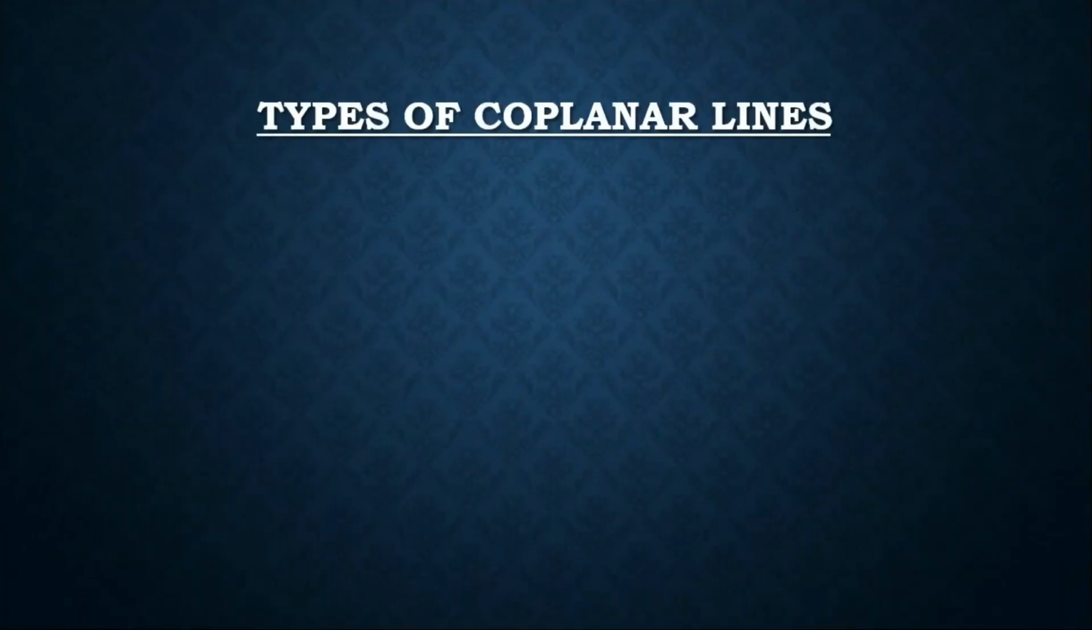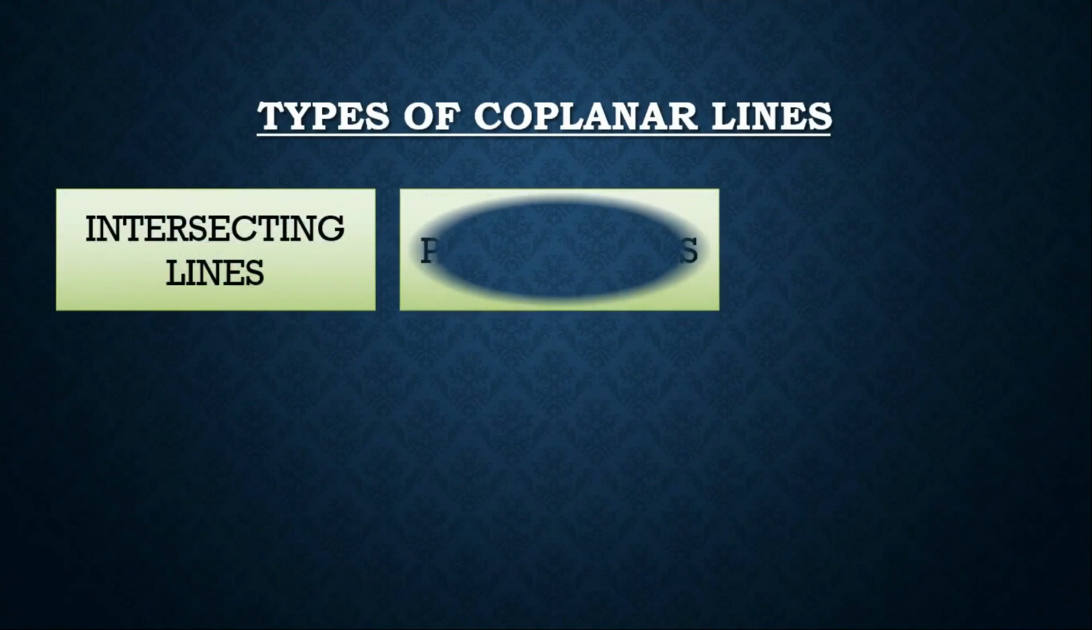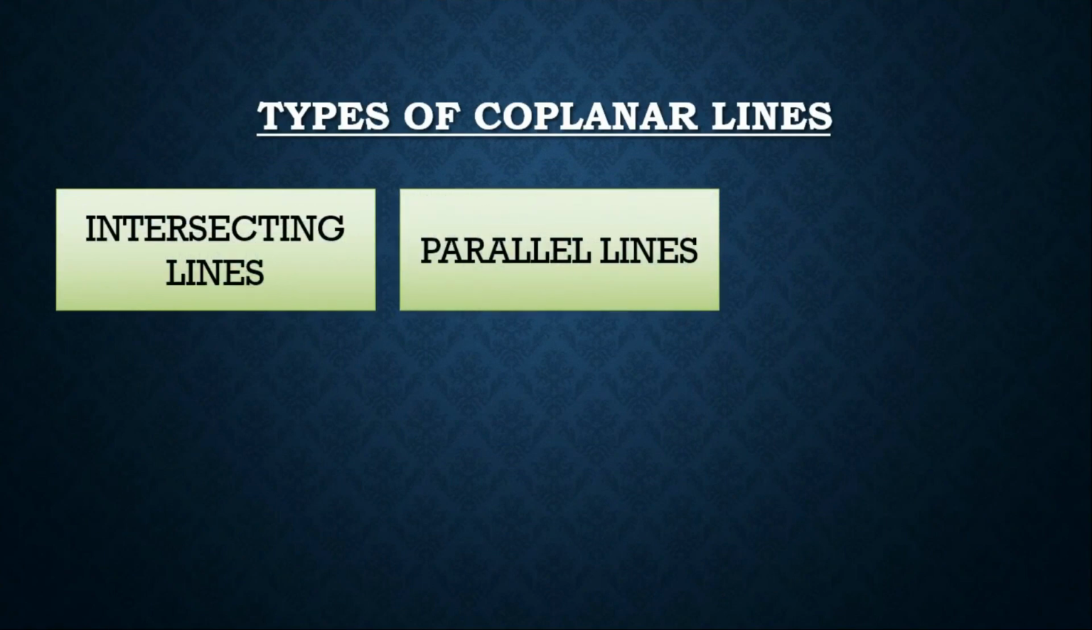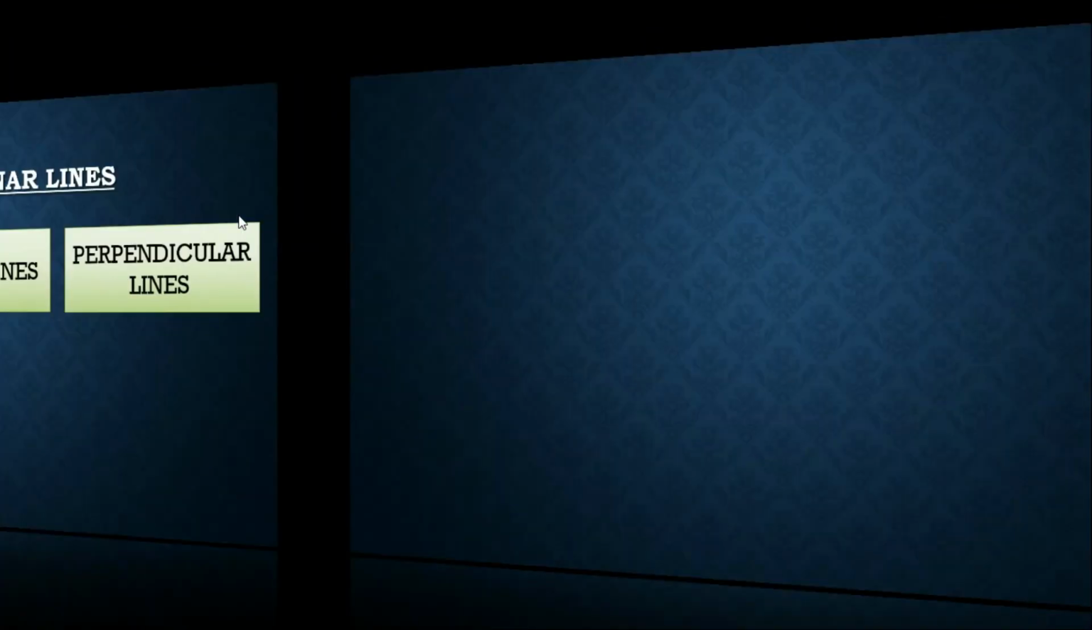Now we will see the different types of coplanar lines. The first one is intersecting lines. The next one is parallel lines. And the next one is perpendicular lines. First we will see about intersecting lines.